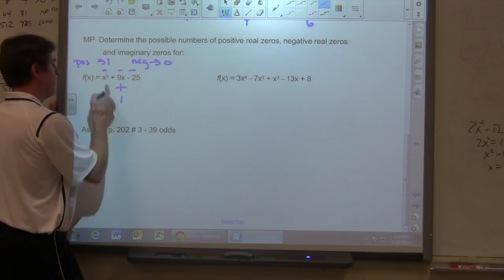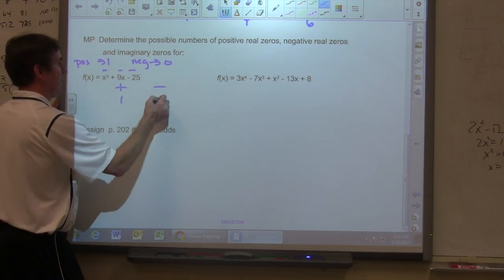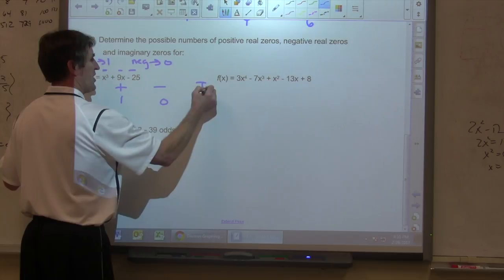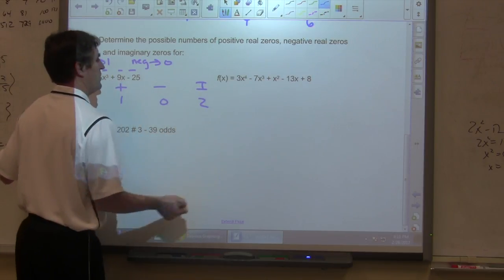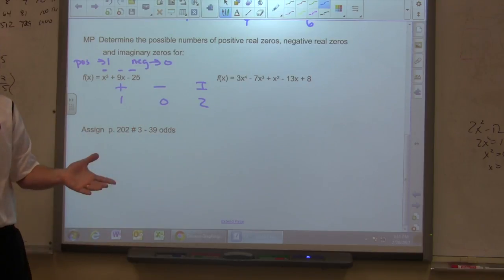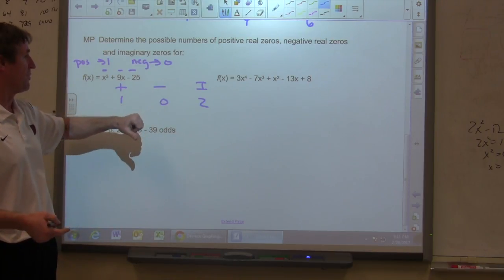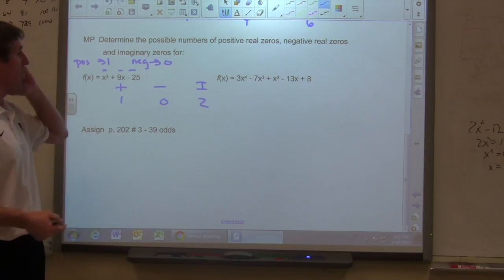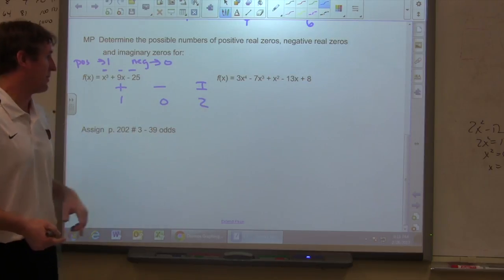positive, we could have 1. We can't go down at all because we're already at 1. Negative, we can't have any. So that means imaginary. We know we have to have a total of 3, so there has to be 2. And that would be the only possibility you could have, because these can't go down any lower because we're already at 1 and 0. And we'd have to have 2 imaginary. So we know on this that we have 1 real solution and 2 imaginary.